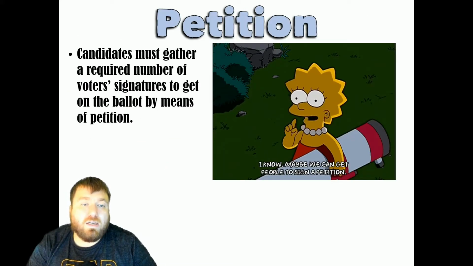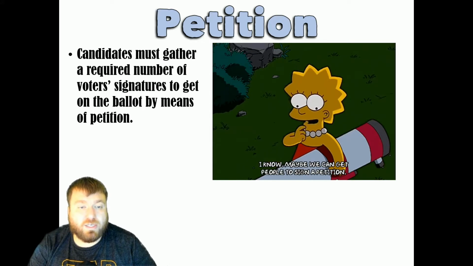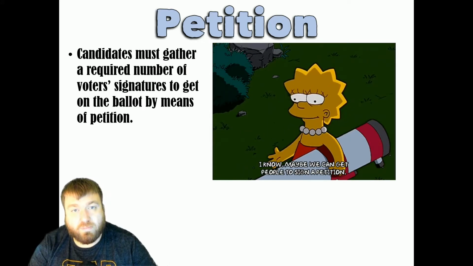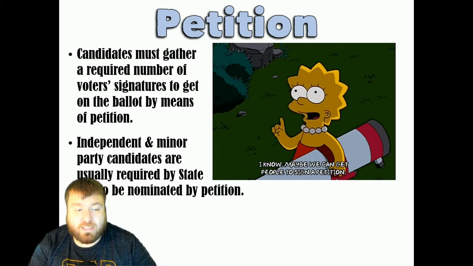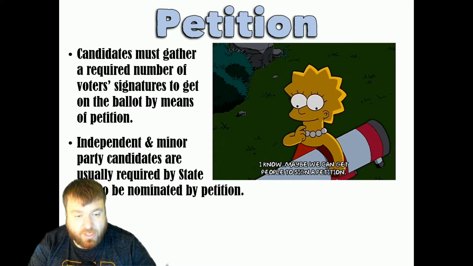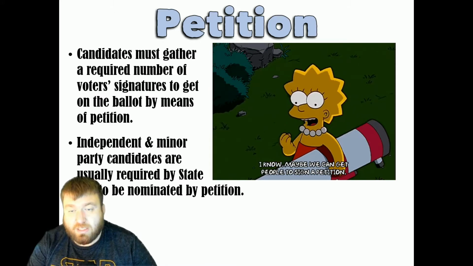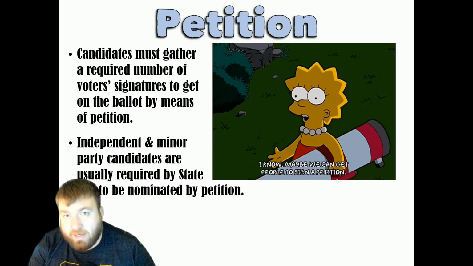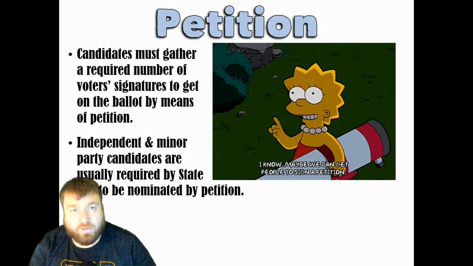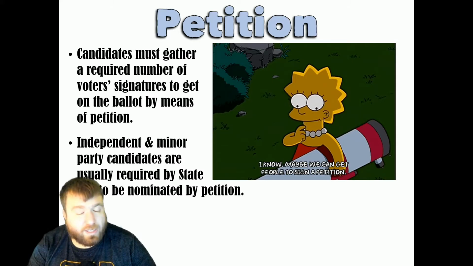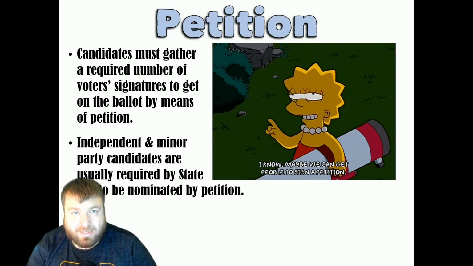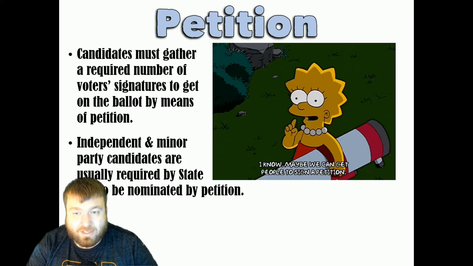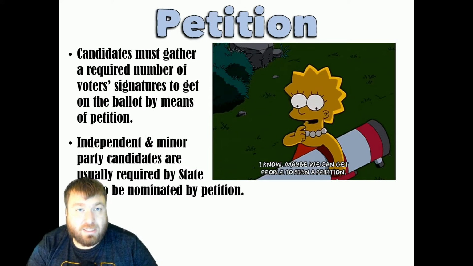Petition. Candidates must gather a required number of voter signatures to get on the ballot by means of petition. Now, independent and minor party candidates are usually required by state law to be nominated by petition. And this is on a state-by-state basis. So if, let's say that I wanted to be on the ballot next election, we would have to have enough people that decided that they wanted me on the ballot to sign a petition and then petition the state to have me added to the ballot.